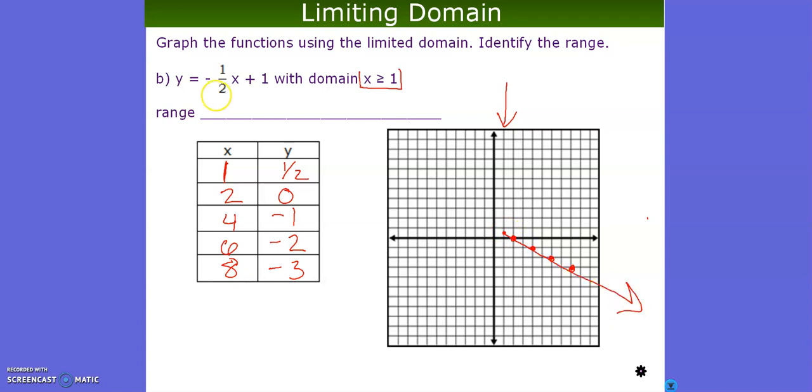What would be my range? Give a little squiggle there for your braces. Y such that. Do you have a bottommost point? In this case, no, it keeps going. So I'm not going to start with a number. I'm going to start with y. And I'm going to go less than or equal to. How high up did we go? We went up to 1/2.